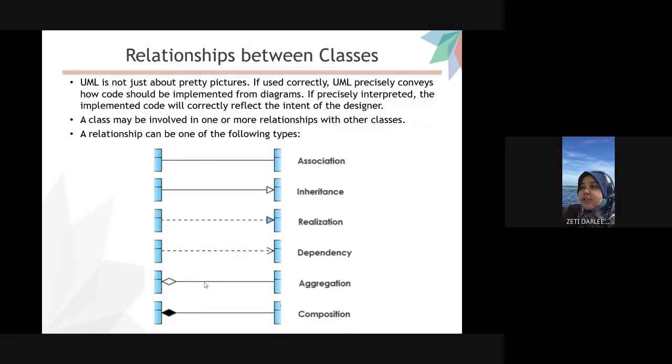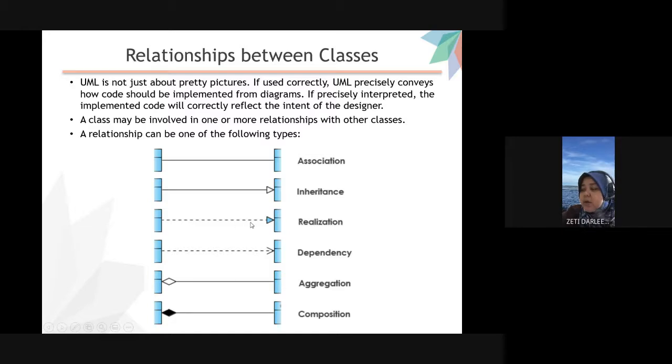Okay. So relationship shows the interactions lah, between one class to another. A class may be involved in one or more relationships with other classes. A relationship can be one of the following types. Association, which is a common type of relationship. Inheritance, when they have specific inheritance type. Realization, tengok dia punya types dari segi line dan kepala arrow dia.